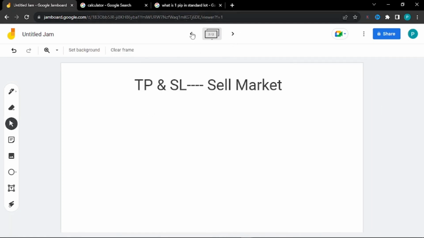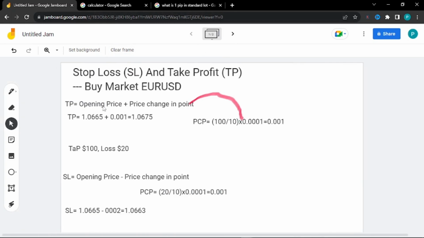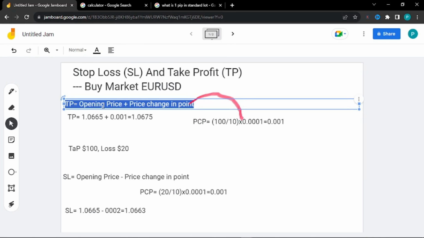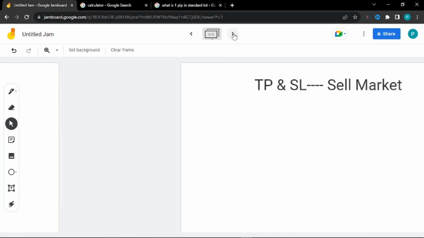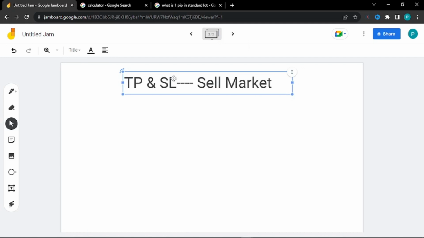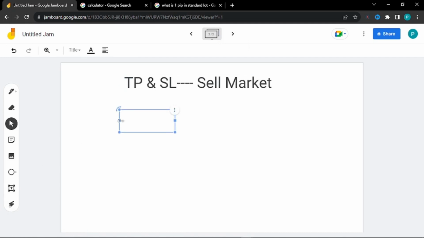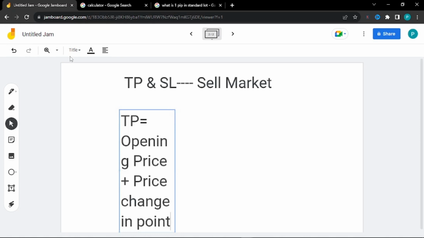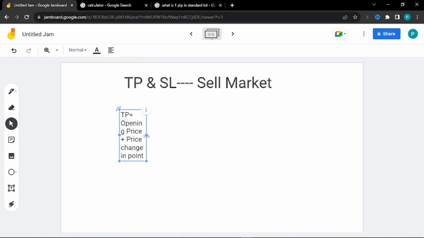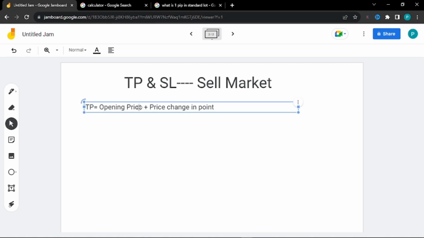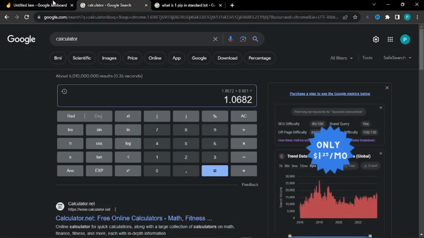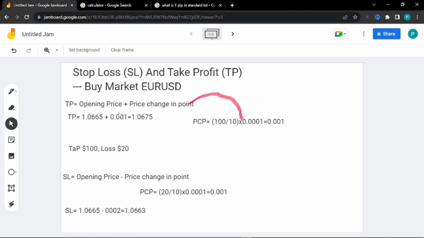Over here in your buy market, you notice that your take profit is opening price plus price change in points. Now over here in sell market, it's no longer that way. In sell market, it will be oppositely different. So in sell market, to calculate your take profit is simply opening price minus price change in points, because over here you will be moving downwards, because you need the market value to move downward for you to actually make the profit you need.